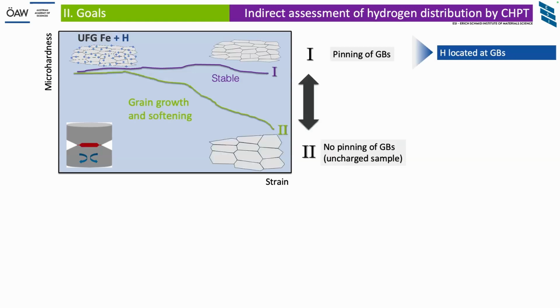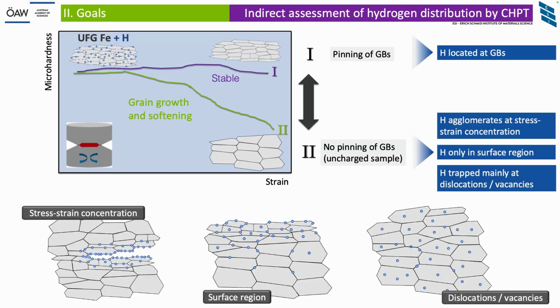The second extreme case would be if we still have cyclic softening, which means a drop in the microhardness because the structure coarsens. Clearly, hydrogen cannot be located at the grain boundaries. We have distinct grain growth, and hydrogen must segregate to other spots like stress strain concentrations, like small cracks. Probably it's only in the surface regions and does not diffuse into the entire material, or the most likely case, it would interact more strongly with dislocations and vacancies than grain boundaries.